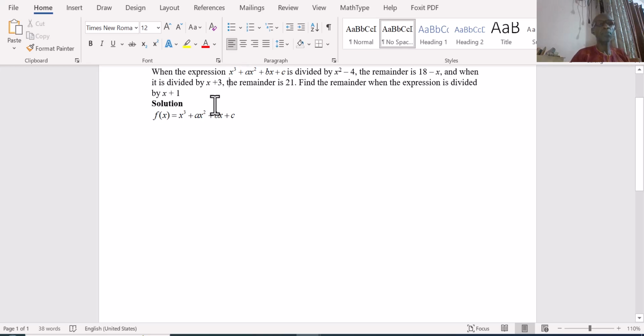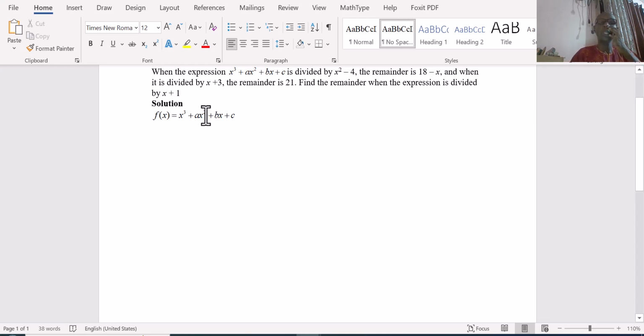Welcome back. Now we have this polynomial expression problem to solve. The question says that when the expression x cubed plus ax squared plus bx plus c is divided by x squared minus 4, the remainder is 18 minus x. And when it is divided by x plus 3, the remainder is 21. Find the remainder when the expression is divided by x plus 1.